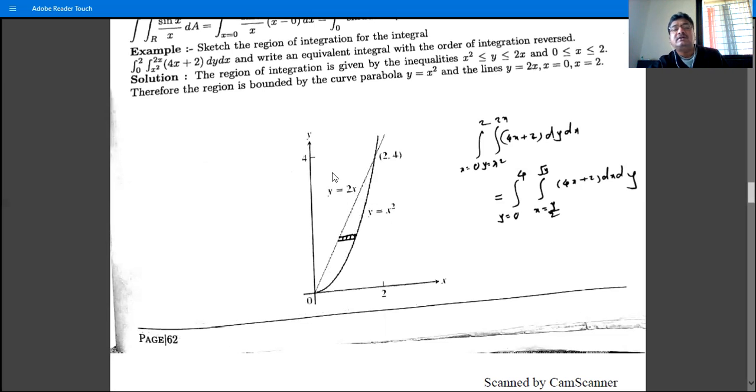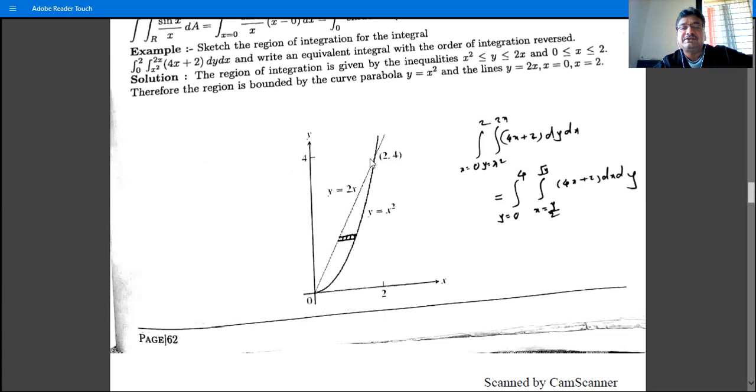How can we draw the line y is equal to 2x? Take any two points on this line. If we substitute x is 0, then y is 0, so obviously this line passes through 0, 0. And if x is 1, then y is 2. If x is 2, then y is 4. So this is the y is equal to 2x line.